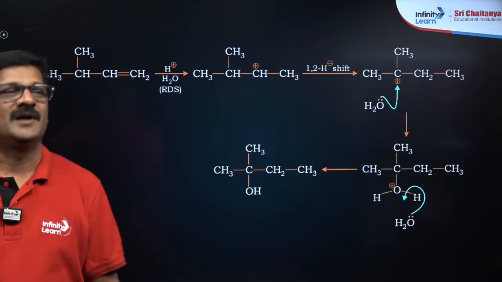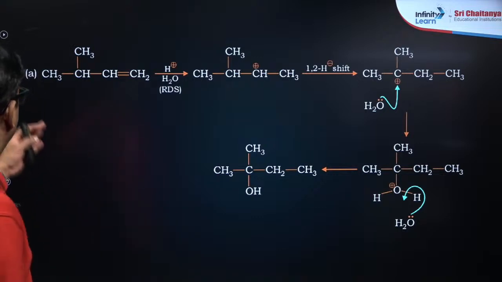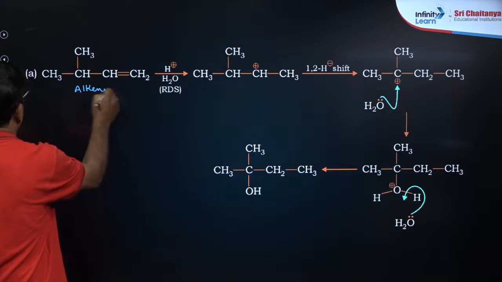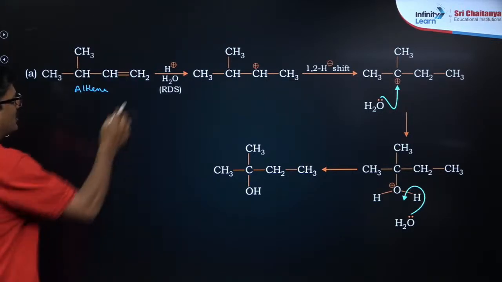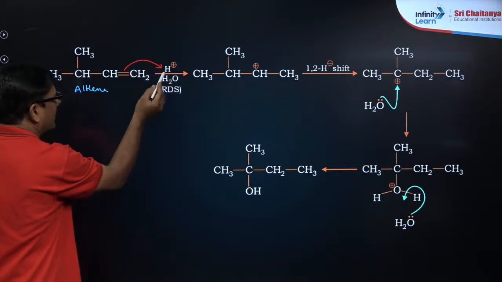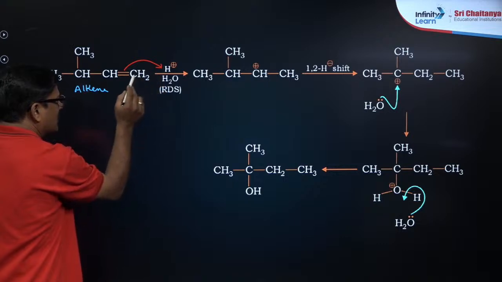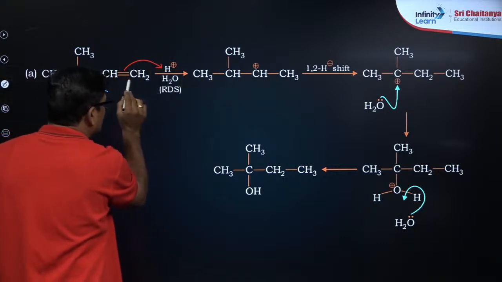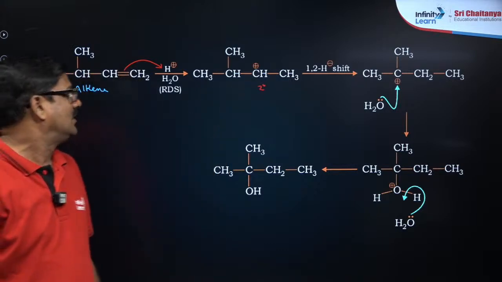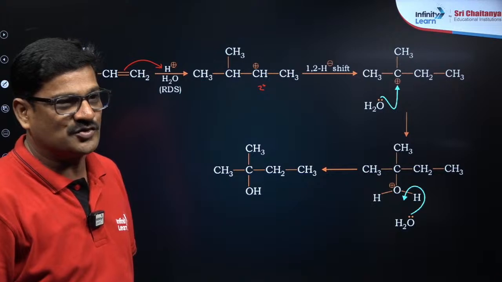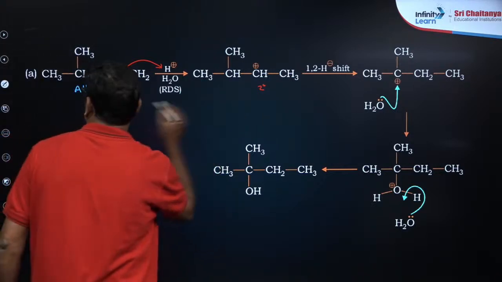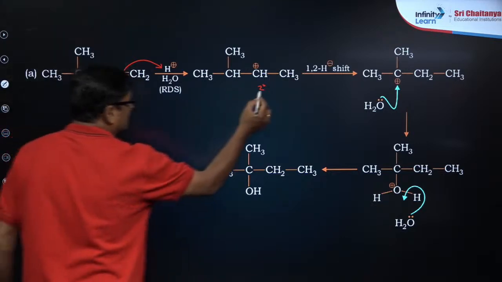This is an alkene, and we are going to take the mechanism when H+ is added. The H+ is going to attack here, so CH2 is going to become CH3, and you are going to get a secondary carbocation. This secondary carbocation is less stable.